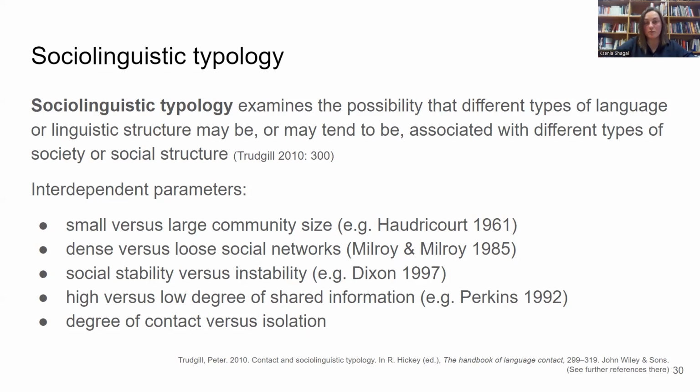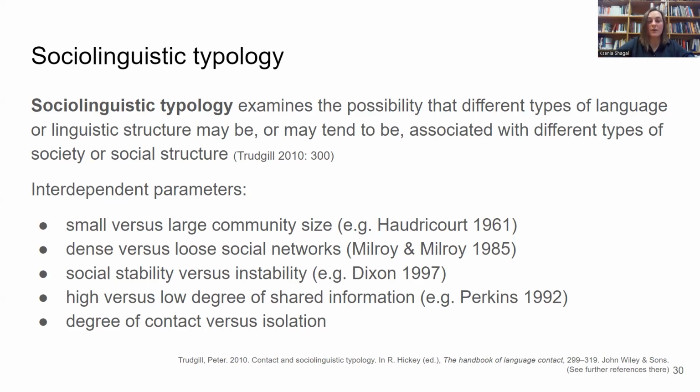A subdiscipline that deals with it is called sociolinguistic typology. And a very important person here is Peter Trudgill. He actually wrote this handbook chapter that you have a reference to here, which is one of my favorite handbook chapters ever, because it reads like a detective story. We'll just quickly take a look at it, but I definitely recommend that you read it at some point on your own.